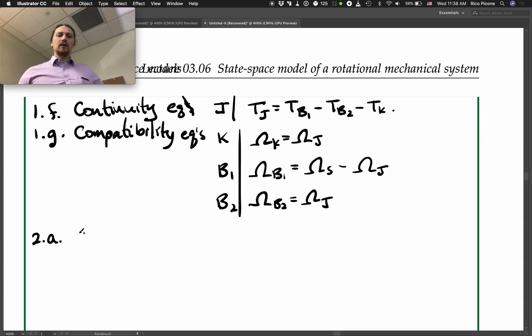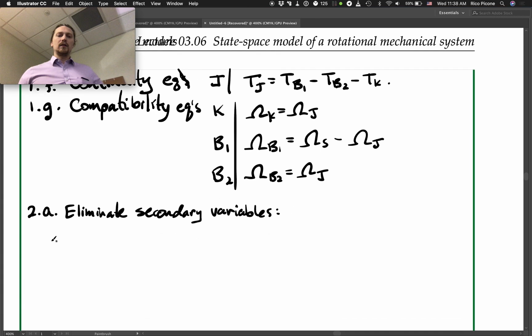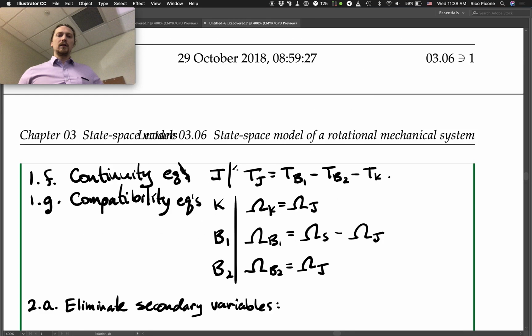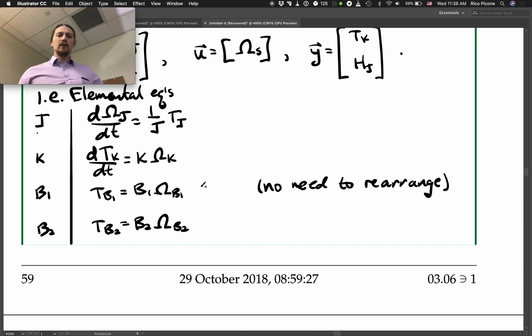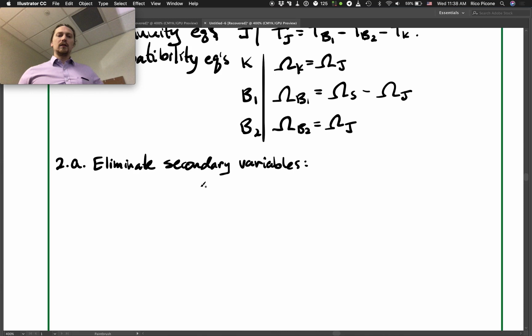So in 2a, we're going to eliminate all the secondary variables, right? So you can say eliminate secondary variables. And we can do that by taking the elemental equations, rewriting them, but substituting in continuity and compatibility equations as we go. So J, K, B1, B2.